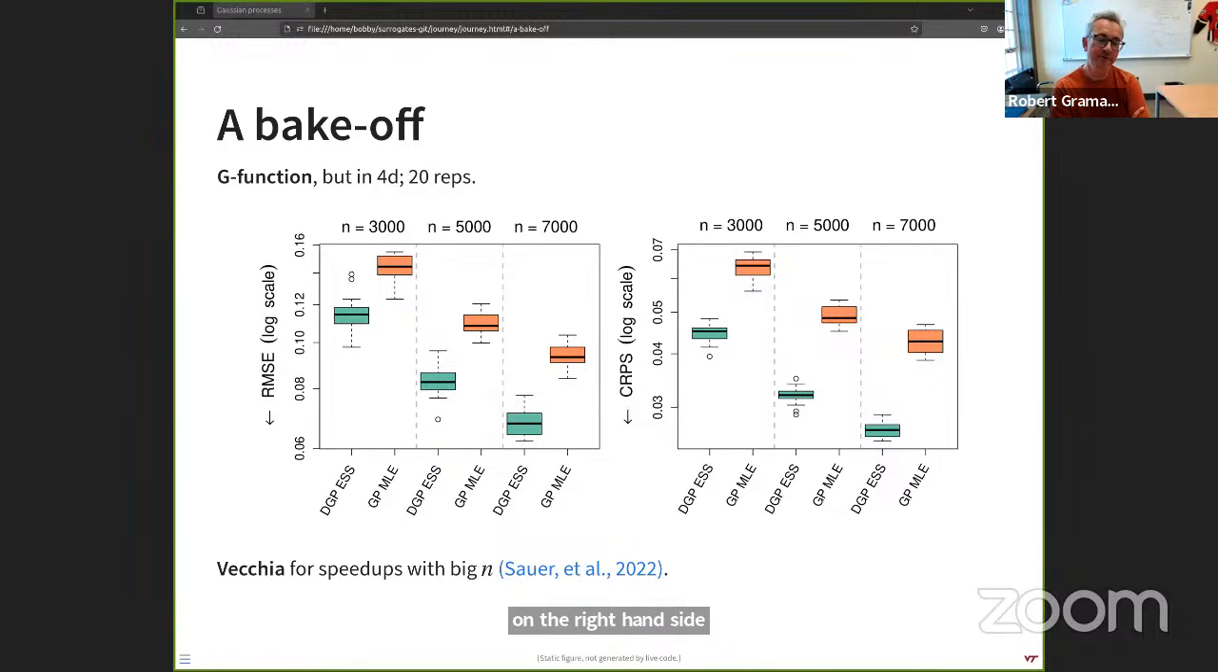We were able to fit reasonably big training data sets in this example because Annie worked out how to apply the Vecchia approximation in this deep Gaussian process modeling context. We've been able to fit training data sets with these deep Gaussian processes as big as 100,000 training data points in a reasonable amount of time.